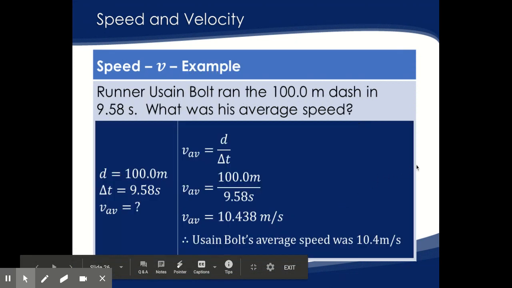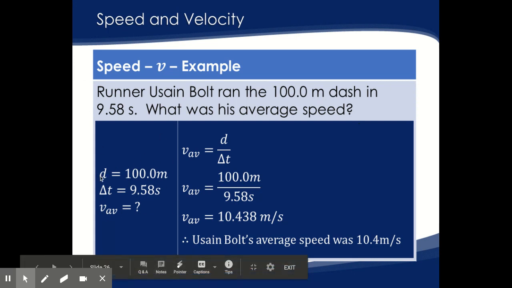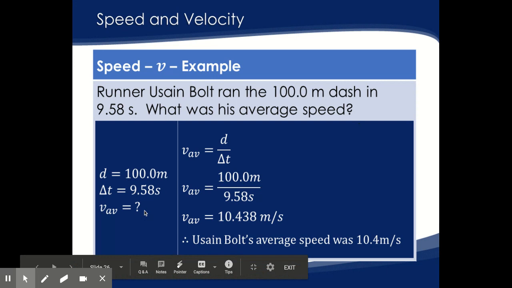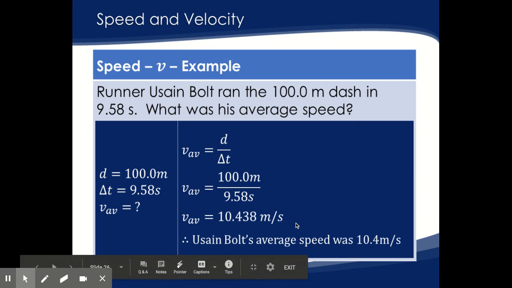So here are some examples. One example of just speed, and you can tell that it's speed because there's no arrow on top of the v. What was his average speed? Same formula though. Over here on the side, this is what we're given. We have distance is 100 meters. The change in time was 9.58 seconds, and we're looking for the average speed. So we're plugging that in. You have your distance on top, time on bottom, you divide it and get 10.438 meters per second.